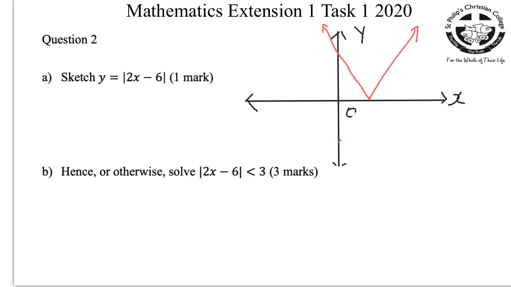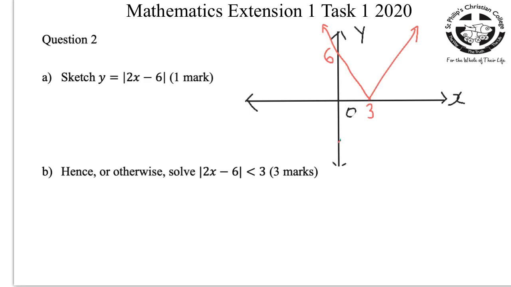What I did want to see for a mark here is that you actually went and labeled some key information. This value here is 3. You can get that by solving for where y equals 0, which means 2x minus 6 equals 0 and x equals 3. And then this value here that was negative 6 before we take the absolute becomes positive 6. So you needed those two values on your graph to get your 1 mark there.